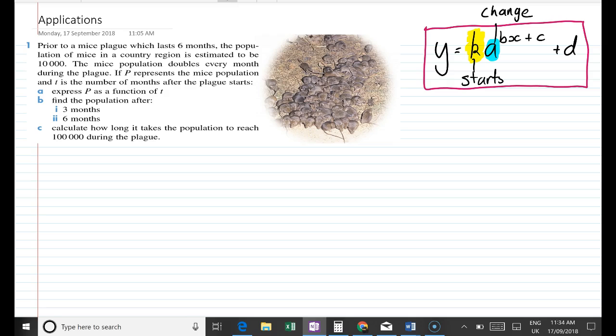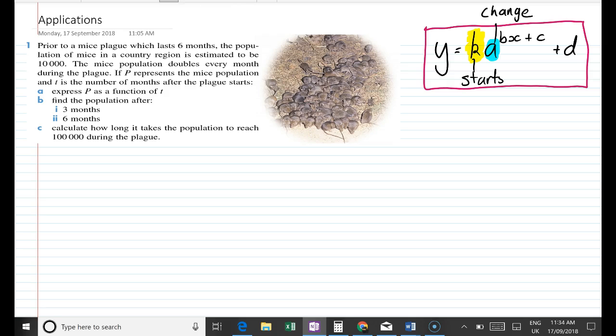Okay, D is if I want to add something to the sequence, and B and C help me change the period of my turns. So like each year, each whatever period of time it does something, B and C help me alter that period of time. Okay, hopefully that'll become clear in doing the question. Okay, so let's get started.